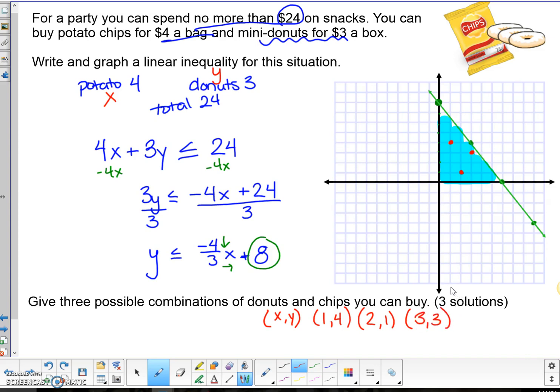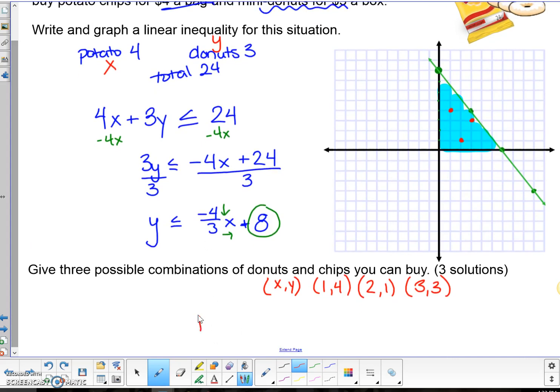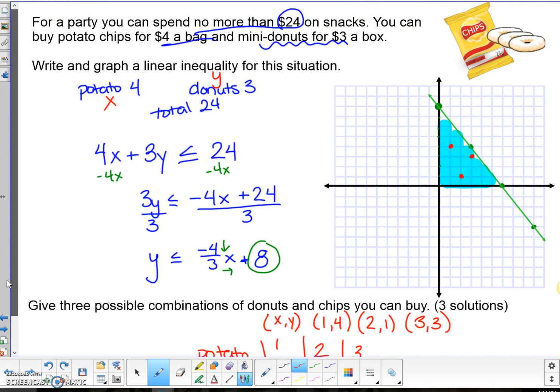And because ordered pairs don't mean anything unless you know what they stand for, remember that potato chips was x. So I could do a little chart here maybe to show that donuts was our y. 1 bag of chips and 4 bags of donuts, 2 bags of chips and 1 bag of donuts, or 3 bags of chips and 3 bags of donuts. So when you're listing combinations, make sure you somehow describe what they are and not just give ordered pairs, if you're in a word problem.